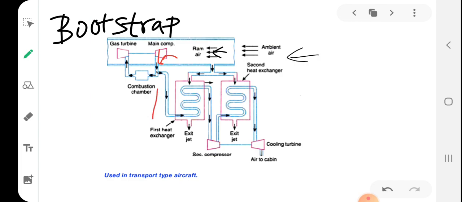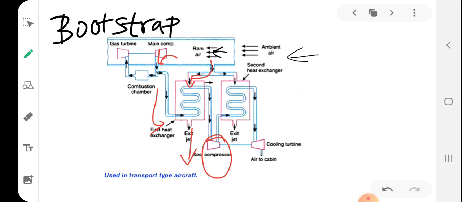So students, this higher pressure air enters a heat exchanger. Since this air has a higher temperature, it should be cooled. It is cooled using the rammed air bypassed to this particular heat exchanger. So what happens is the air coming from the compressor rejects heat to the bypassed air, so it gets cooled. Students, you have to note that in the bootstrap system, a secondary compressor is there. That is a specialty of the bootstrap system.